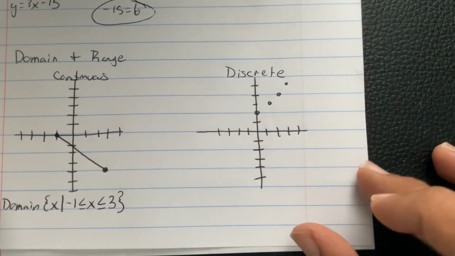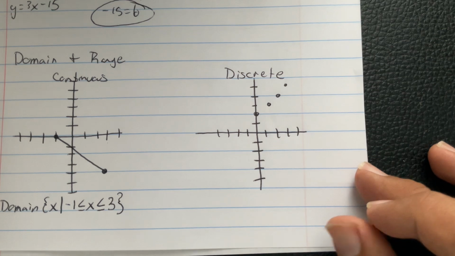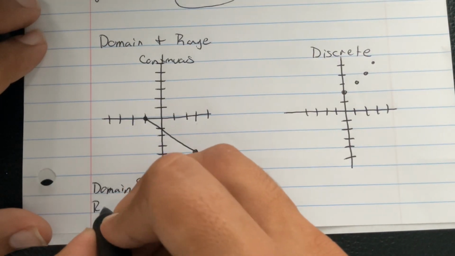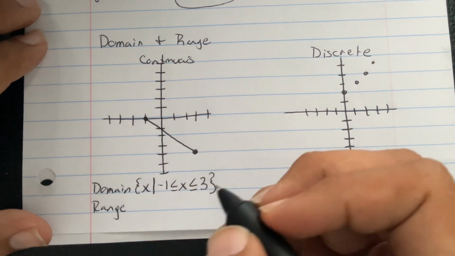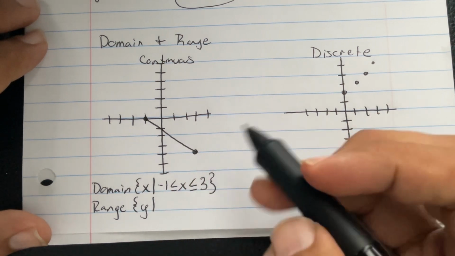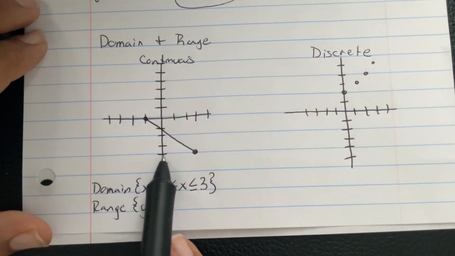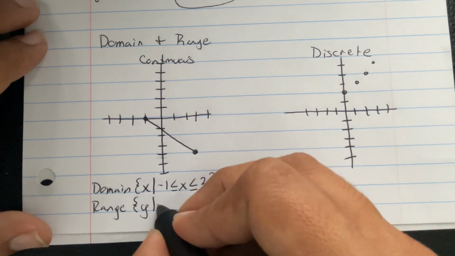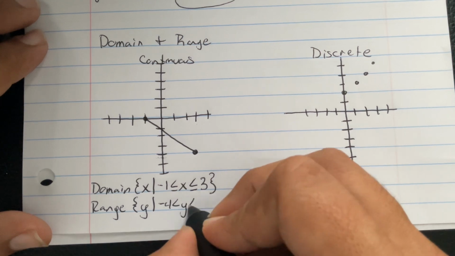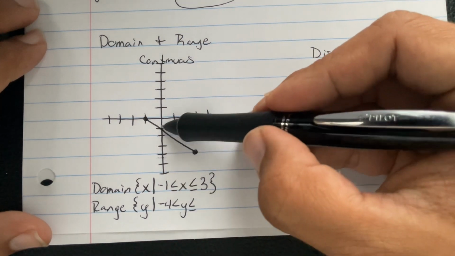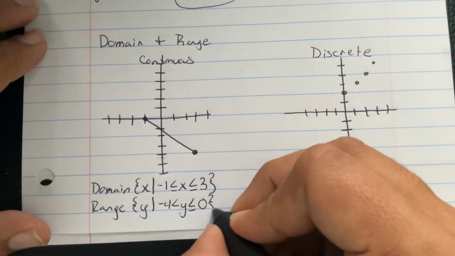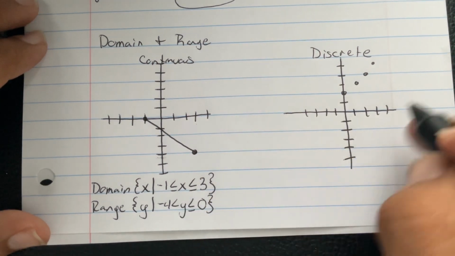All right, now let's check this one out. We forgot to do the range here, so this is the range. The range is going to be all possible y's, so we're doing y's now. And what's the lowest y? The lowest y is going to be negative 4, and the highest y is 0. And now I have encompassed all of the coordinates.